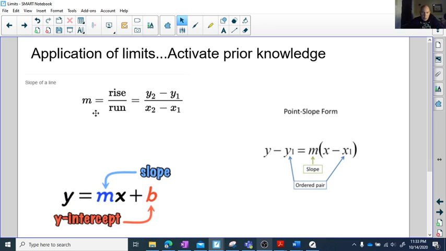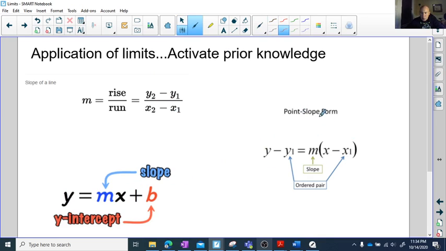So a couple of quick formulas just to make sure we're familiar with. First one is how to find the slope of a line if you know two ordered pairs in the line. Change in y over change in x, so y2 subtract y1 divided by x2 subtract x1. That will give me the slope of any line. So we're going to need to use that.